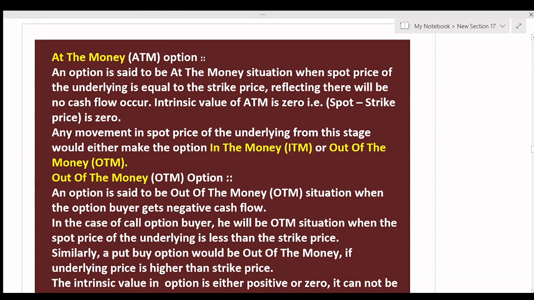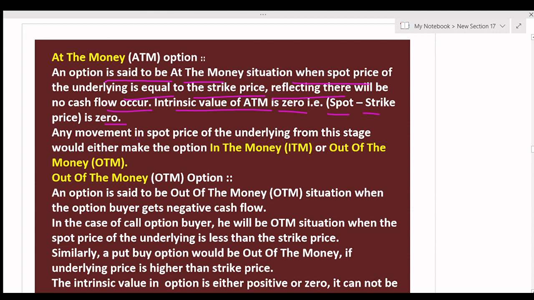Now, at the money, ATM option. An option is said to be at the money when the spot price of the underlying is equal to the strike price, reflecting that no cash flow will occur. The intrinsic value of ATM is 0, that is, spot minus strike price is 0.